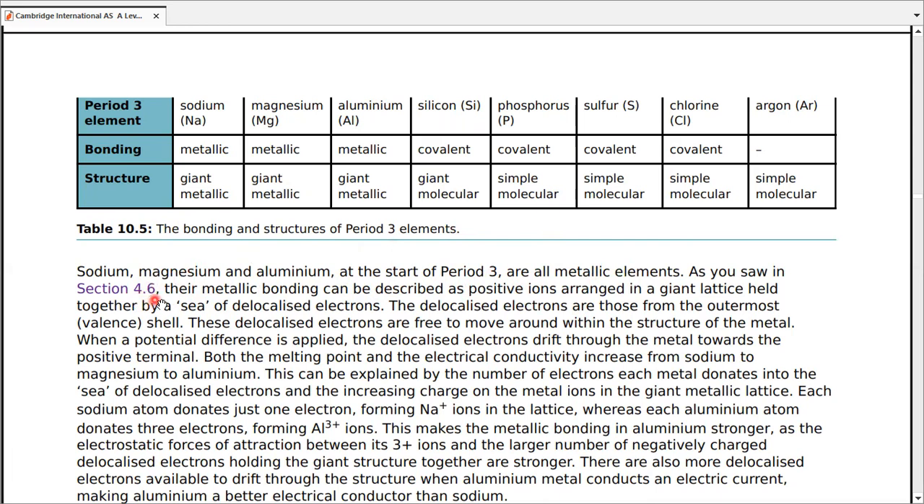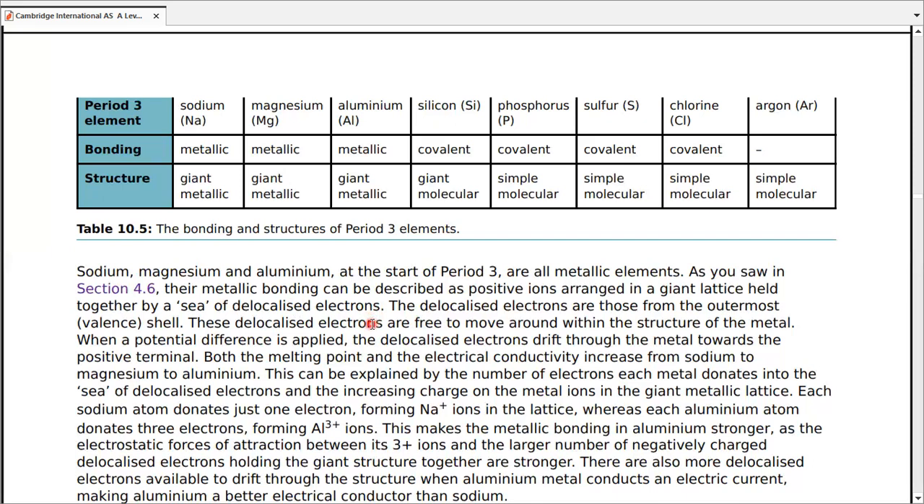As you saw in section 4.6, their metallic bonding can be described as positive ions arranged in a giant lattice held together by a sea of delocalized electrons. This is exactly the two-line explanation we commonly give for giant metallic structures. Now, the delocalized electrons are those from the outermost shell. They are free to move around within the structure, through the structure.